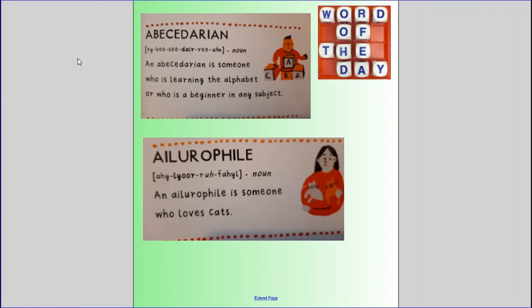And here's the definition. So an abecedarian is someone who is learning the alphabet or who is a beginner in any subject. So if you're learning something new at home that you've never done before, maybe a new craft, or you're having a go at learning a new language or a new skill, something like that, then you can say that you're an abecedarian in that subject. Then the next word is an allurophile. Try saying that with me. Allurophile. And that is a noun, and it's a word to describe somebody who loves cats.